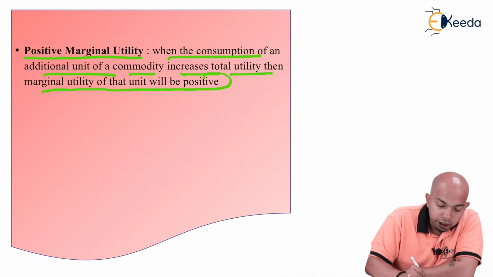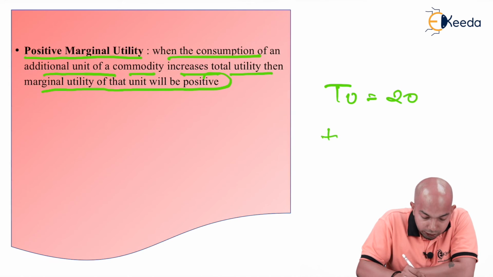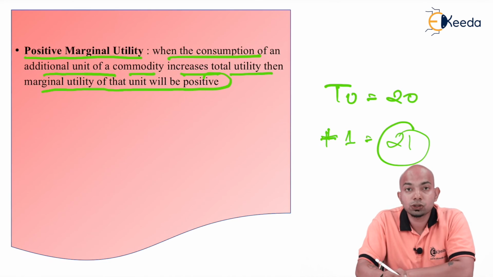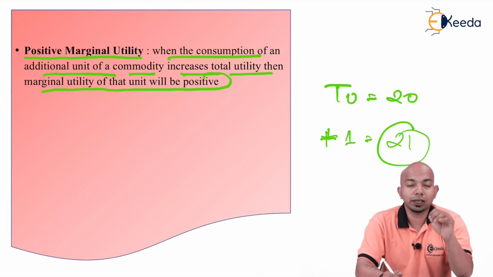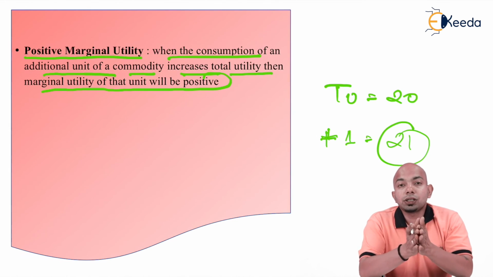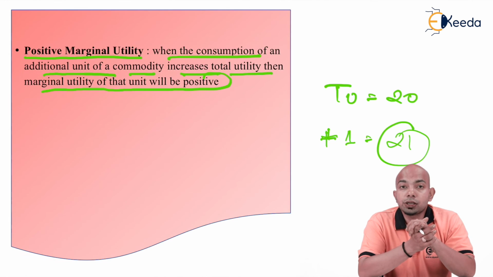For example, if the total utility is 20, and you have one additional unit and this goes to 21, that means total utility is going to 21. Here we can presume that the marginal utility has increased the total utility, hence this can be called positive marginal utility. Let's talk about the next part.